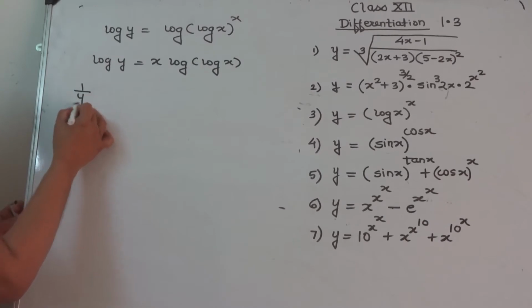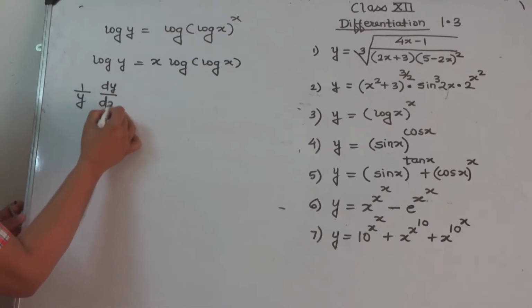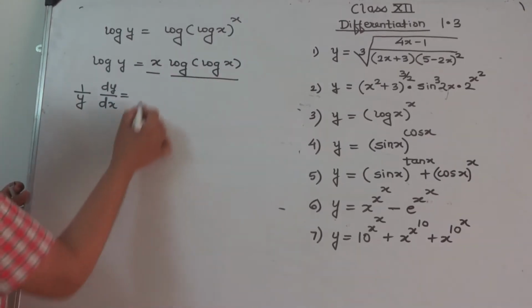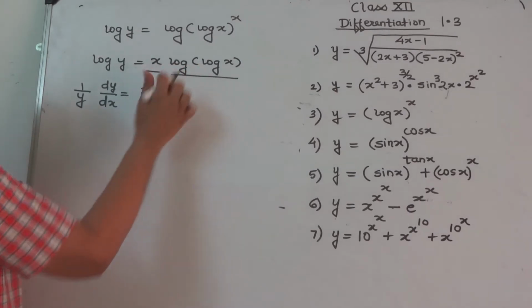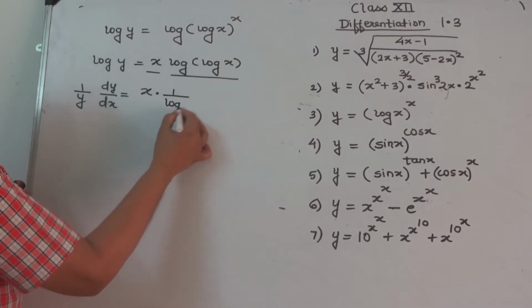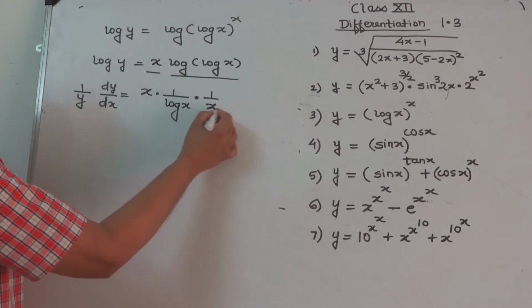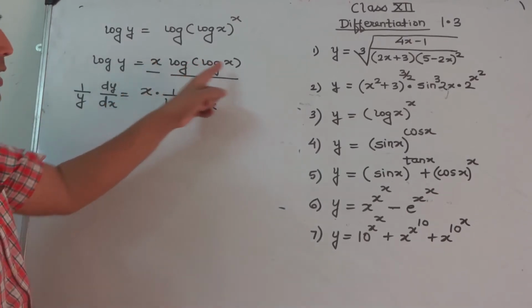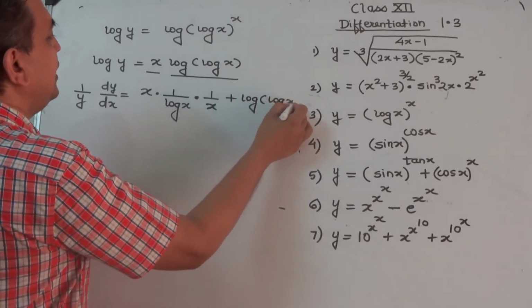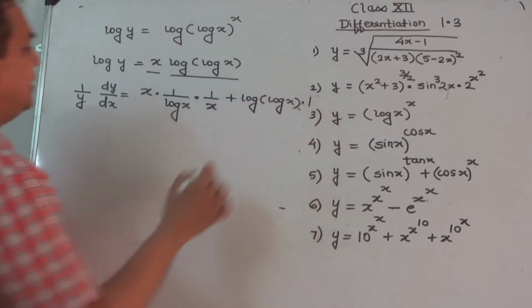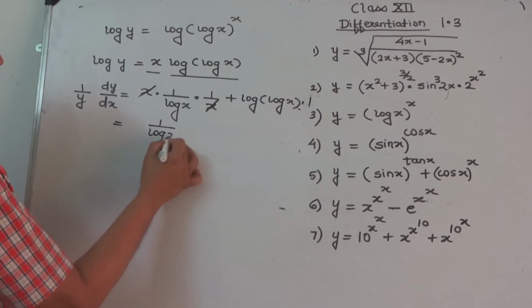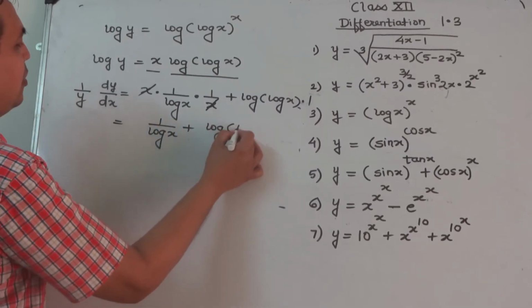Derivative of log y is 1 upon y, chain rule, dy by dx equal to, this is u into v type, derivative of u into v is u, derivative of log x is 1 upon, in place of x we have log x, so chain rule, derivative of log x is 1 by x, this is u, derivative of v, plus v, that is log of log x, into derivative of x, that is 1. And solving this we get x cancelled, we get 1 upon log x plus log of log x.